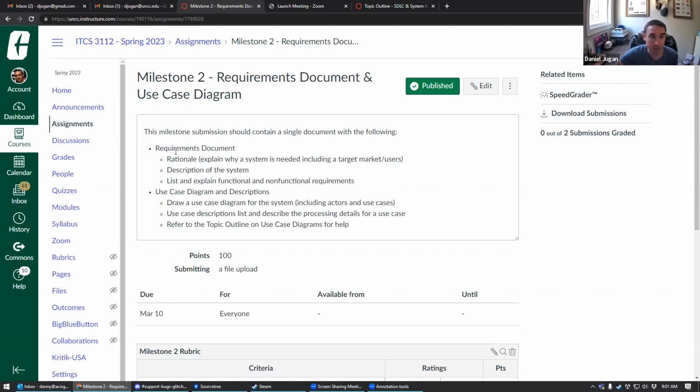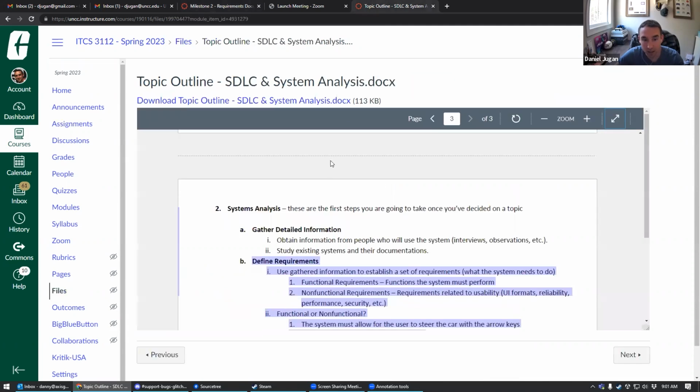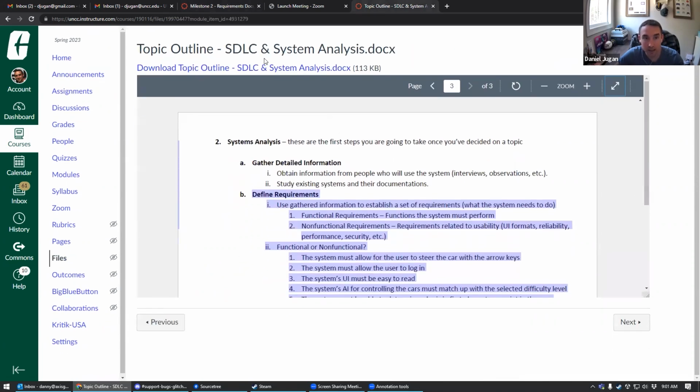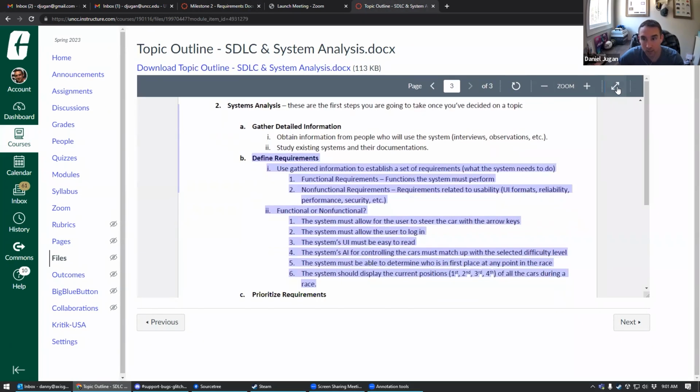Okay, so talk about why it's needed and what problem it solves. Then you give a description of the system. And the final thing that you do in the requirements document is you list and explain both the functional and non-functional requirements. Okay, and the functional and non-functional requirements are outlined here in topic 3 and part 2.